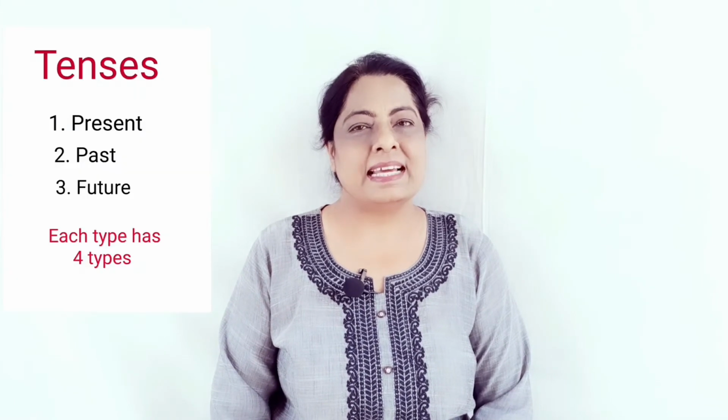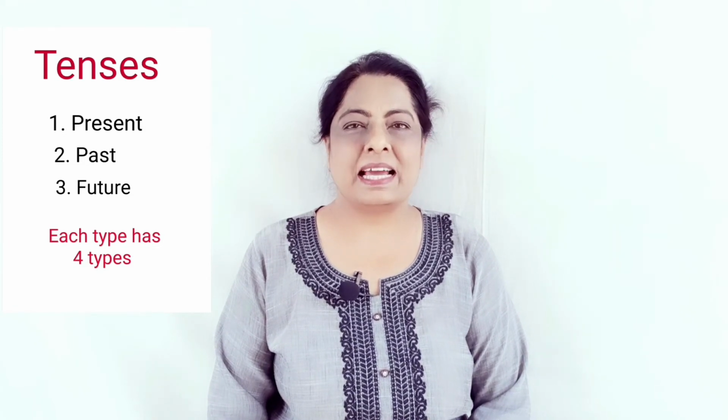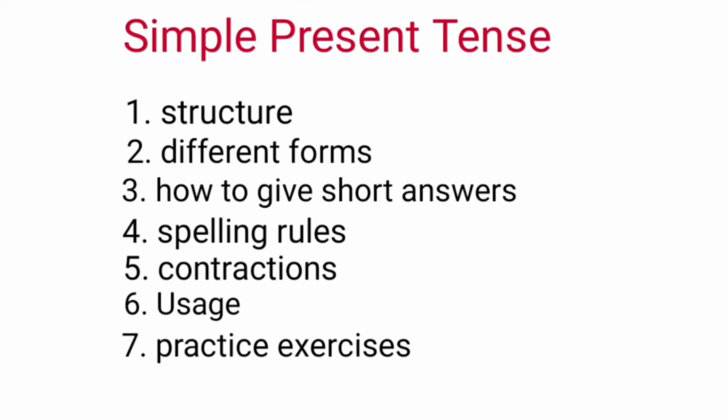As you know, a tense is a verb form that indicates time and state of an action. Tense has three types: present, past and future. Further, each type has four types. Today we will talk about simple present tense, which is a type of present tense. Here we look at its structure, different forms, how to give short answers, spelling rules, contractions used in it, its usage with number of examples, and practice exercises.